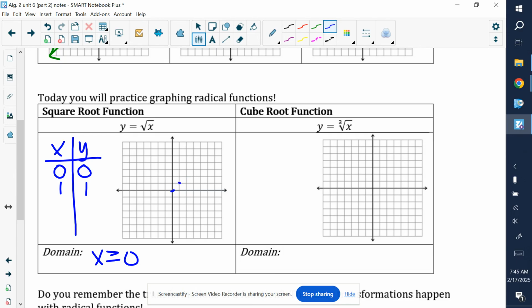If I put 2 in there, the square root of 2 is a decimal. If I put 3 in there, the square root of 3 is a decimal. But if I put 4 in there, the square root of 4 is 2. So I can go over 4, up 2. What would make sense as the next logical x value to put in? 9, because the square root of 9 is 3.